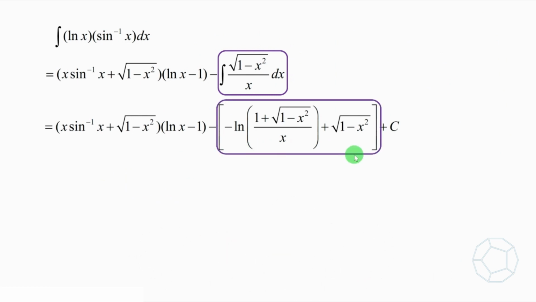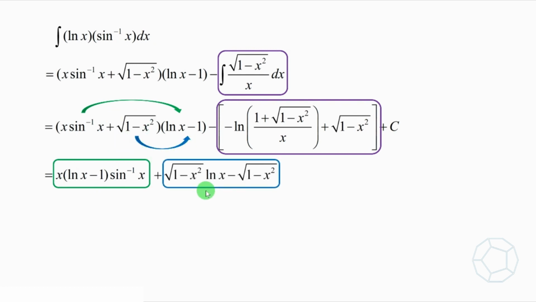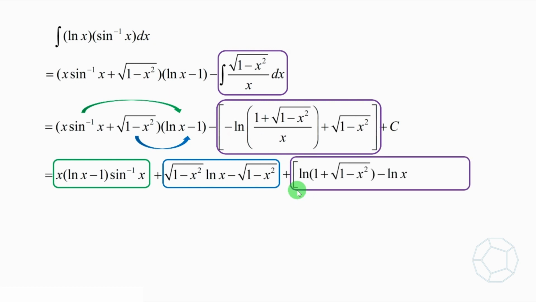Let's do some simplification. We multiply x times arc sine x with log x minus 1. Then, for the term square root of 1 minus x squared, we expand it like this. Let's move on to the last bracket. The two negative signs here give a positive. Moreover, we separate the log term into log a minus log b. For the remaining term square root of 1 minus x squared, it is negative. Now, it's just one step to the ultimate answer.